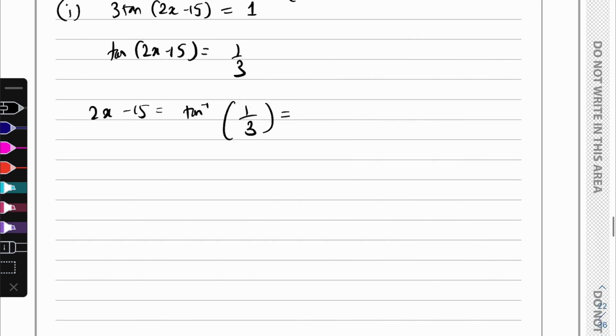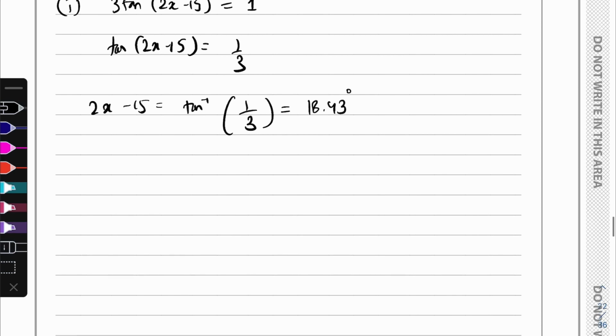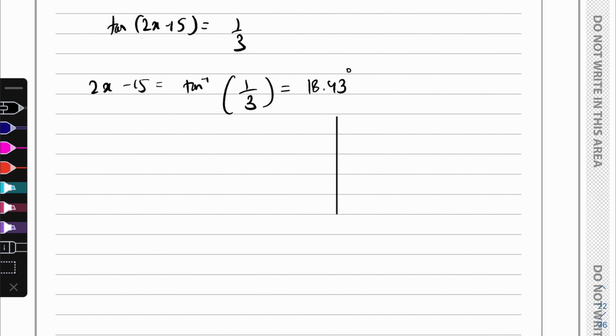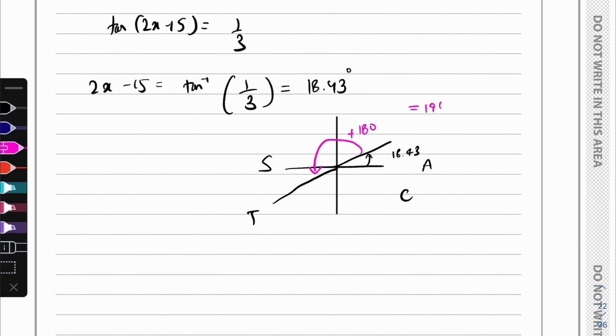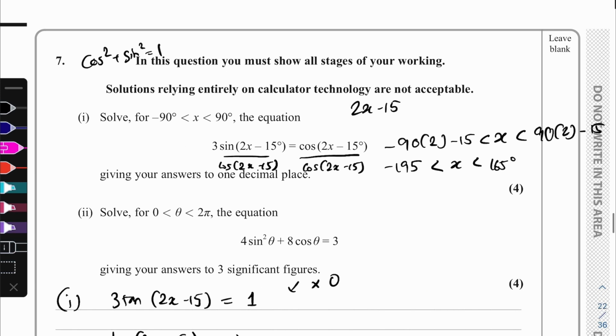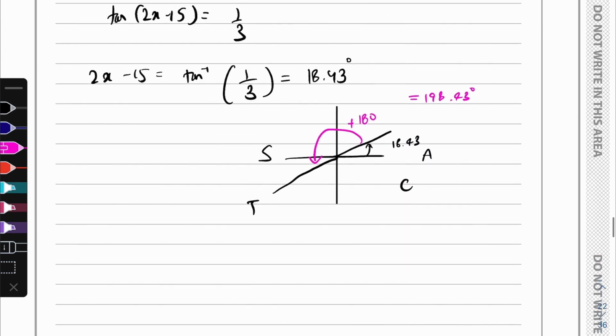Tan inverse of 1 over 3 is 18.43. Let's see if we can get any other solution. If we draw the CAST diagram, we know we have 18.43, that's the positive. The other positive will be over here. So we can keep going and add 180. This gives us 198.43. Is it in the range? No, it's not in the range, so we can't use this.